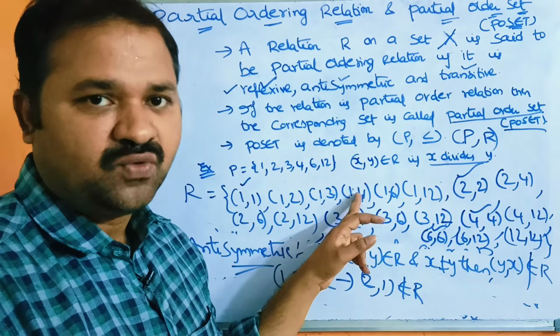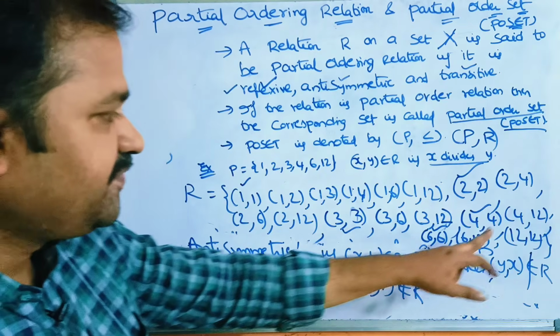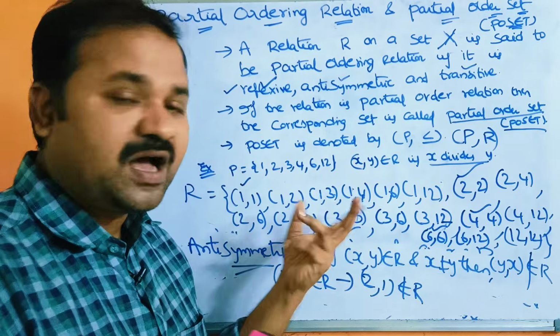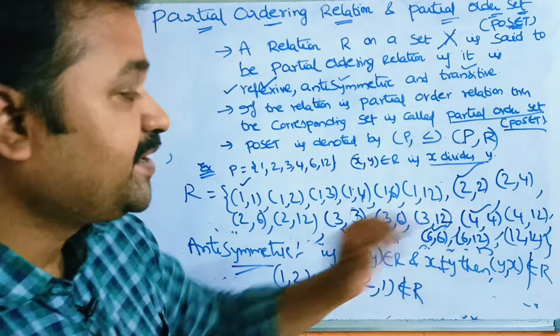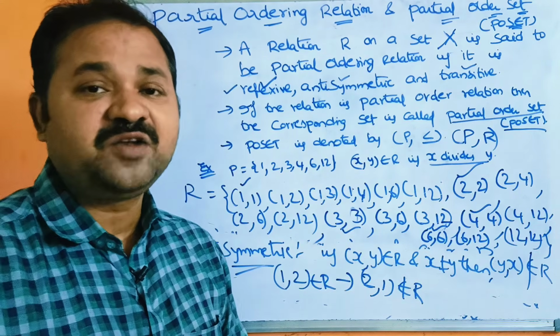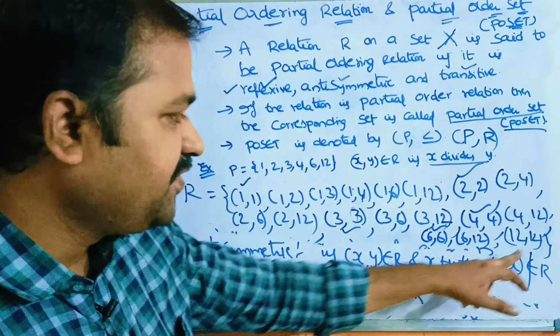Next, 1 comma 4. 1 comma 4 means 4 comma 1 should not be present in the relation. Here we don't have 4 comma 1. Next, let us focus on 1 comma 6. 1 comma 6 means 6 comma 1 should not be present in the relation. We don't have 6 comma 1. Next, here we have 1 comma 12. So 1 comma 12 means 12 comma 1 should not be present in the relation. Here we don't have 12 comma 1.